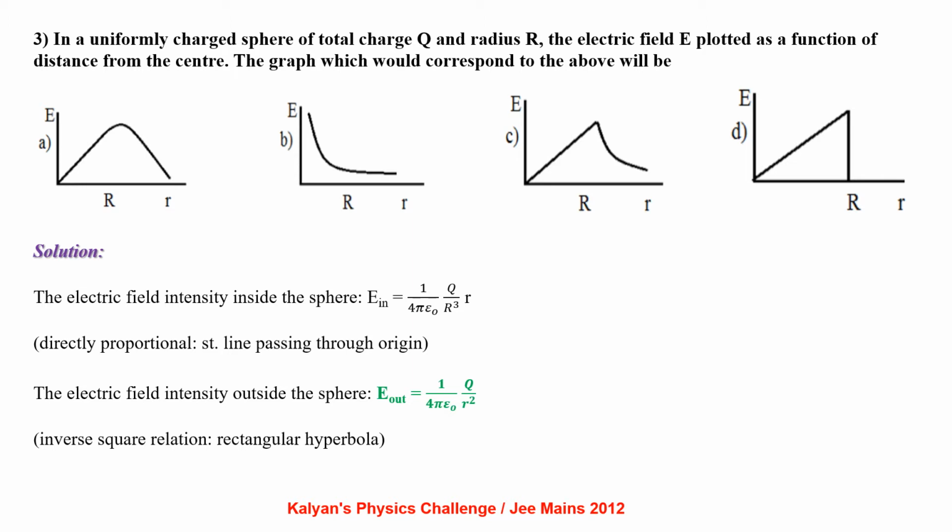In a uniformly charged sphere of total charge Q and radius r, the electric field E is plotted as a function of distance from the center. The graph which would correspond to the above will be: the electric field intensity inside the sphere is 1 by 4 pi epsilon naught Q by r cube into small r, so that is directly proportional to distance. The electric field intensity outside the sphere is 1 by 4 pi epsilon naught Q by r square, that is inversely proportional to square of distance. So the first part of the graph is a straight line passing through origin, and the second part of the graph is inverse square relation. So the correct option is C.